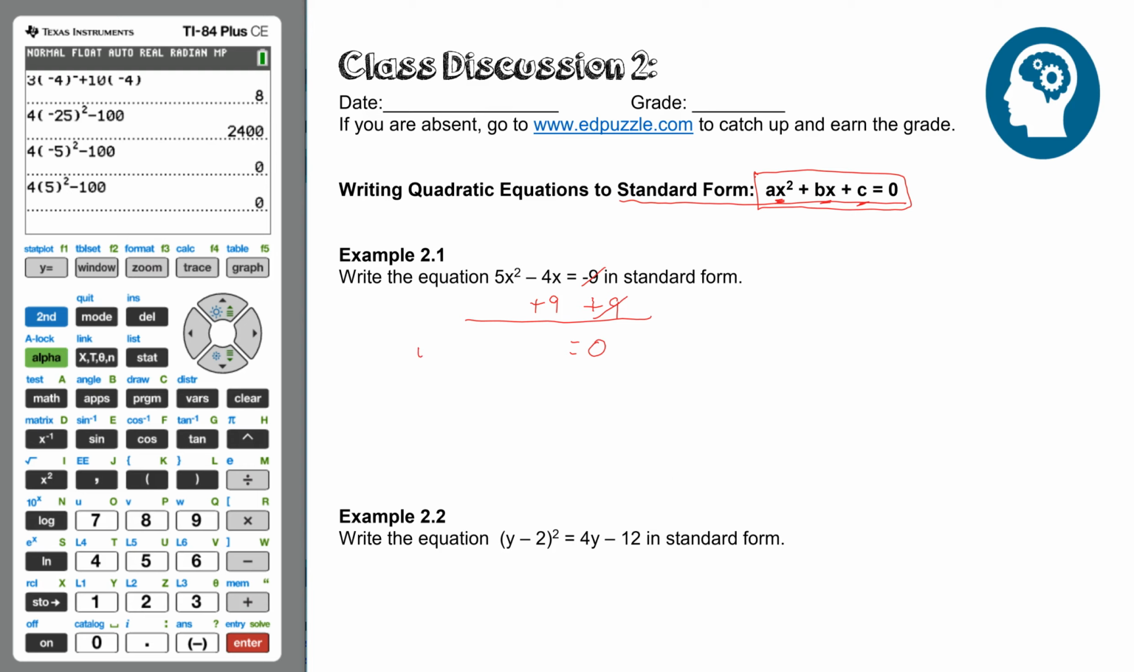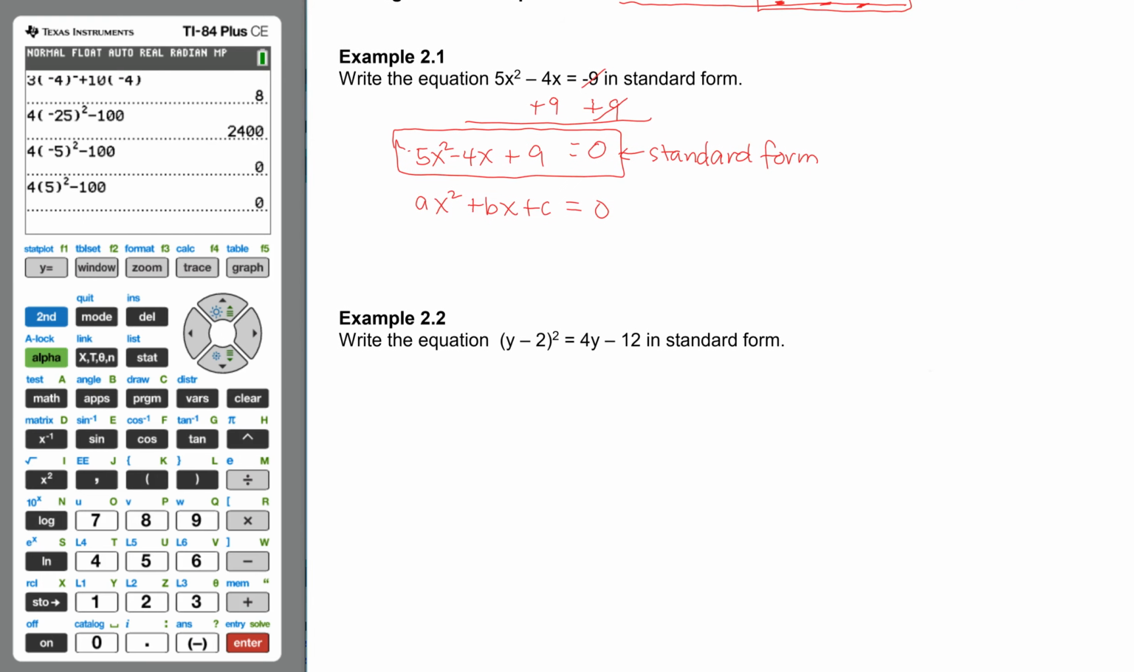So we have now 5x squared minus 4x plus 9. Since I cannot do anything with 4x plus 9, and here this one now is in the standard form, ax squared plus bx plus c equals 0. So this one now is the standard form. So our goal is just to set this equal to 0 and make sure you write first x squared, bx, then c.